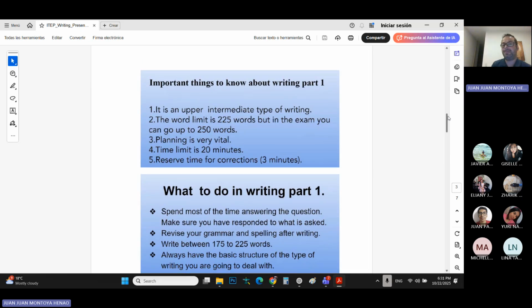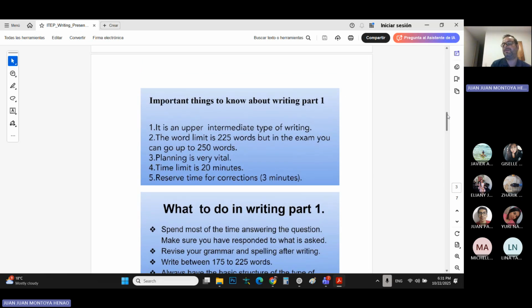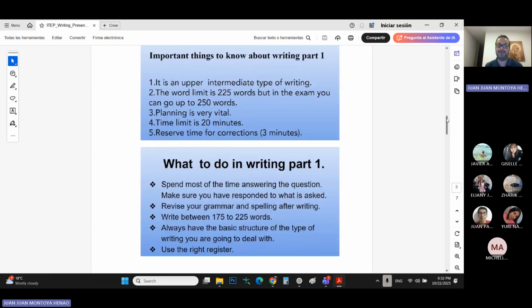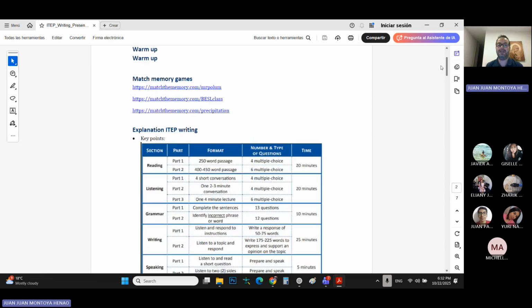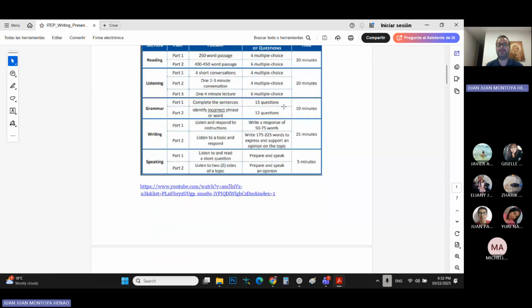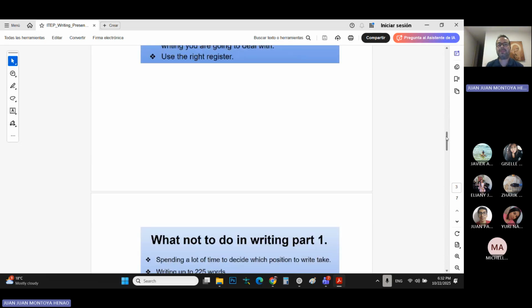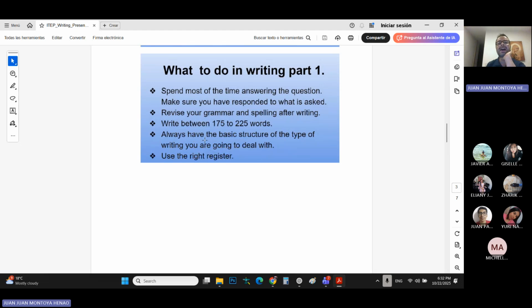Important things to know about writing part 1. As we have seen before, it says that the word limit is 225 words, but basically what they are aiming for is 175, right? It's an upper intermediate type of writing, 225 words. In the exam, you can go up to 250. Now, this is a little mistake. The real one is 75 words for part 1. So always have the basic structure of the type of writing you are going to deal with, and use the right register.